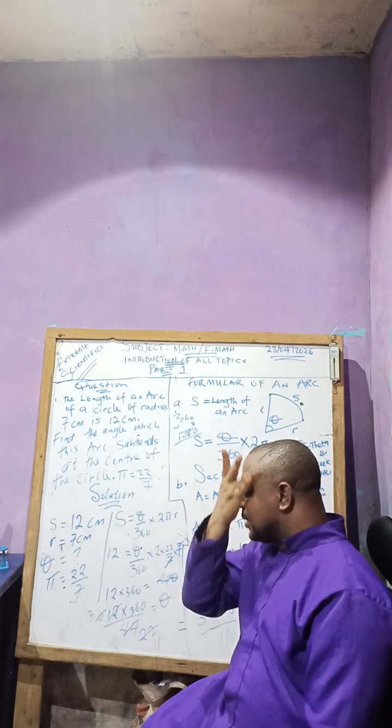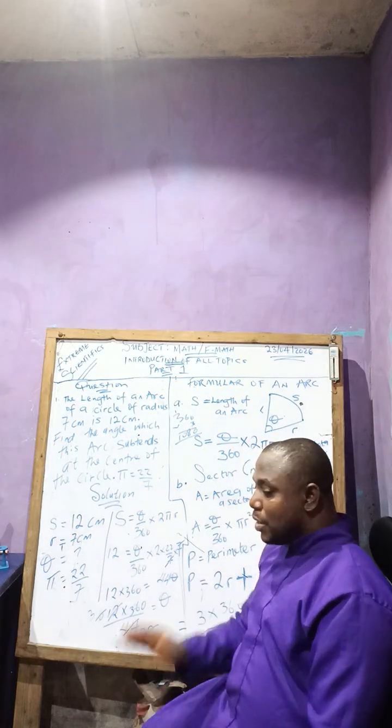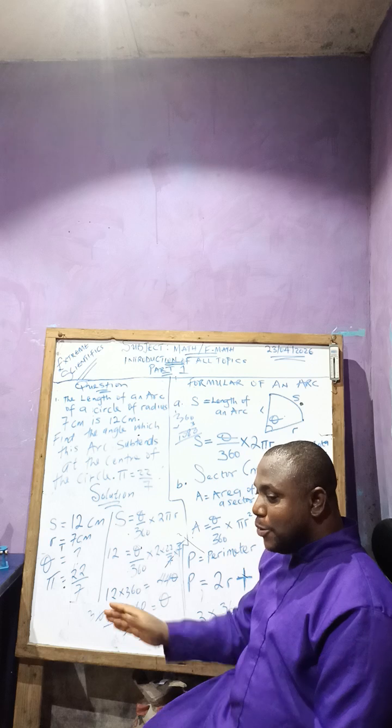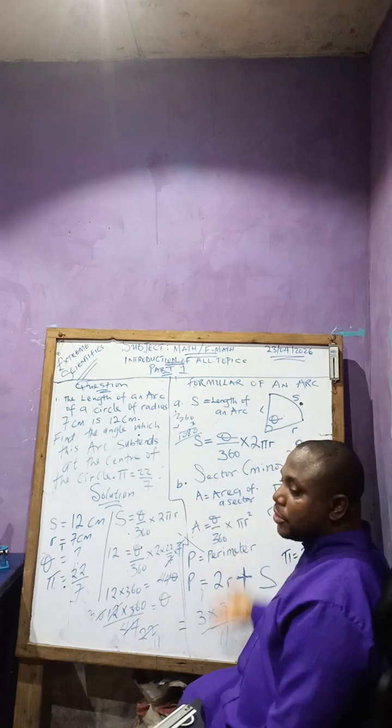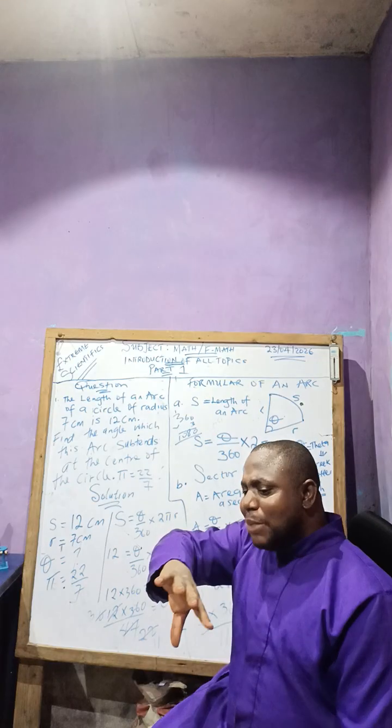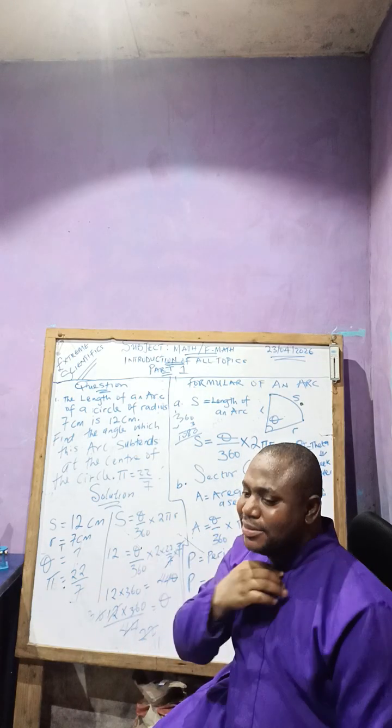That's what we do in technical drawing. So we calculate for the angle. After calculating the angle, you have been given the radius, you just draw it out. It's going to be perfectly aligned.